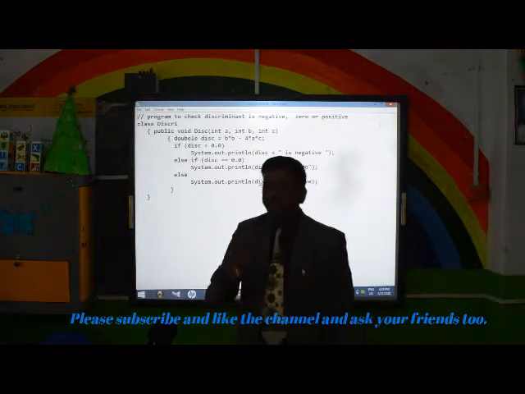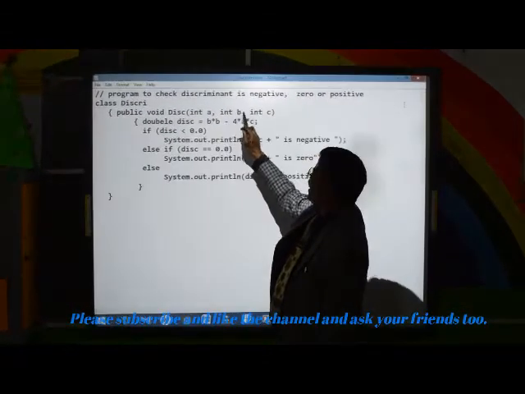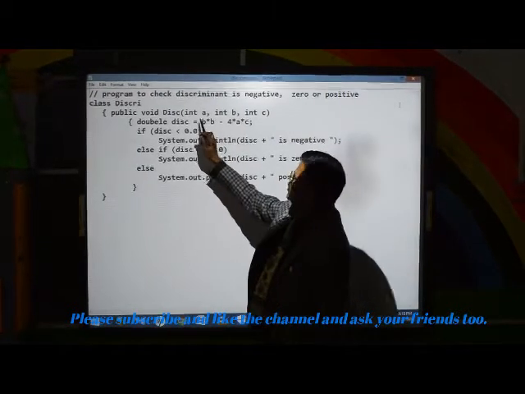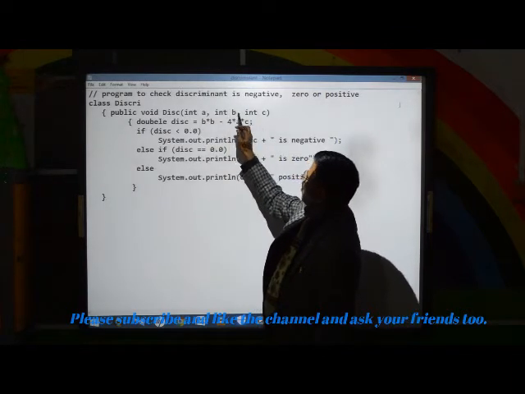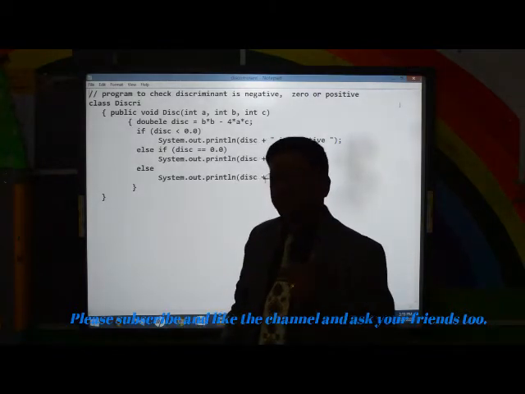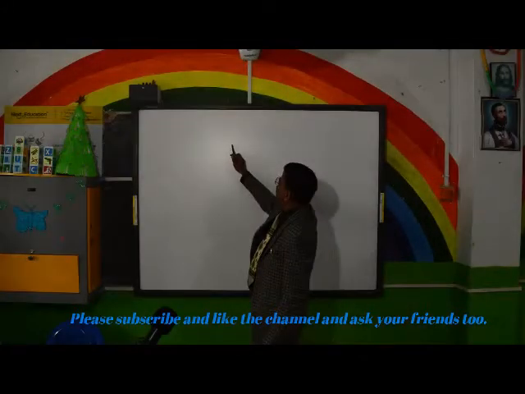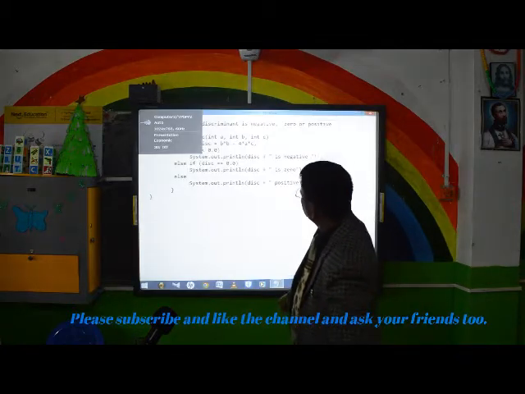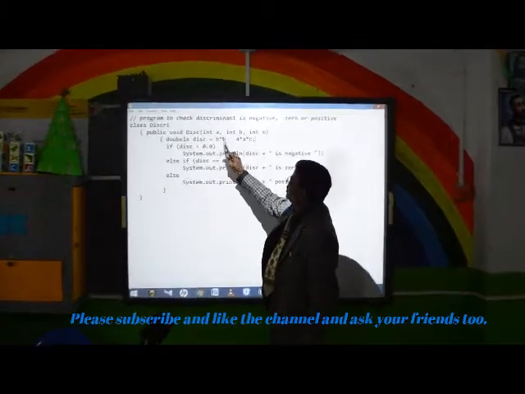To find out the value of discriminant, we need to have the values of a, b and c. When you run this program, you have to feed the values of a, b and c. All the 3 happen to be integer in nature. So what I do is I find b square minus 4ac. This is the discriminant.